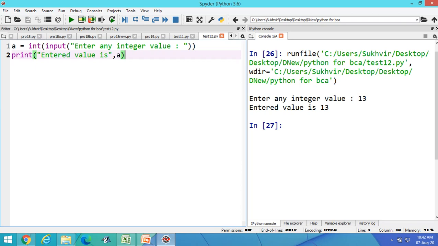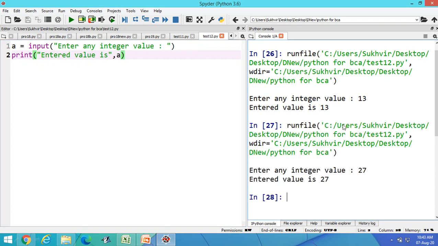Suppose I am writing a is equal to int input, then enter integer value and print entered value is a. Suppose I enter the value as 13. It means I can print entered value is 13. It's like this.